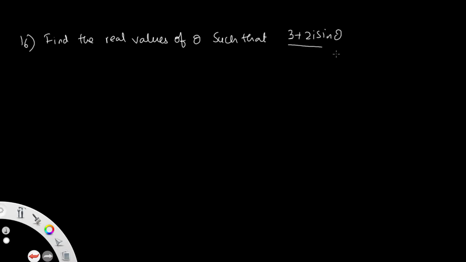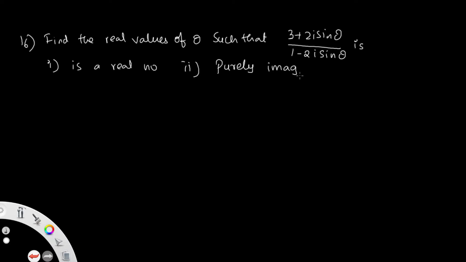Find the real values of theta such that (3 plus 2i sin theta) divided by (1 minus 2i sin theta) is, first question, a real number; second bit, a purely imaginary number.